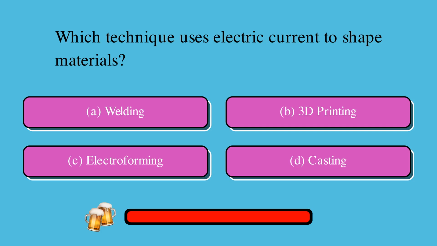Which technique uses electric current to shape materials? Is it A, welding, B, 3D printing, C, electroforming, or D, casting? The correct answer is C, electroforming.